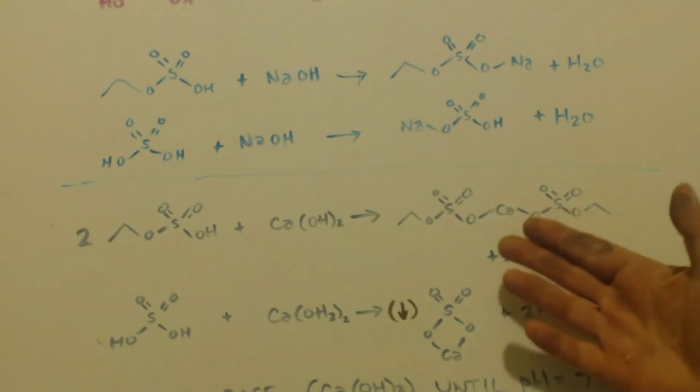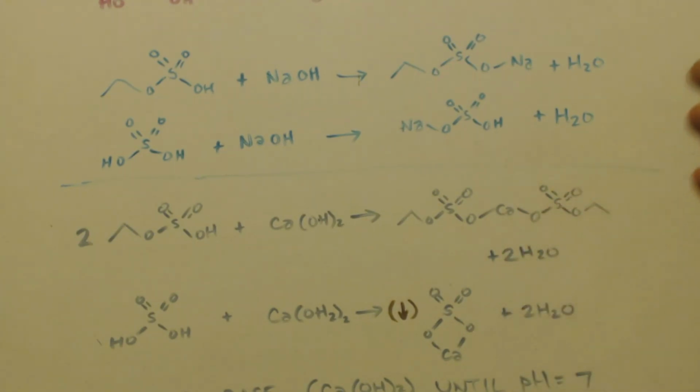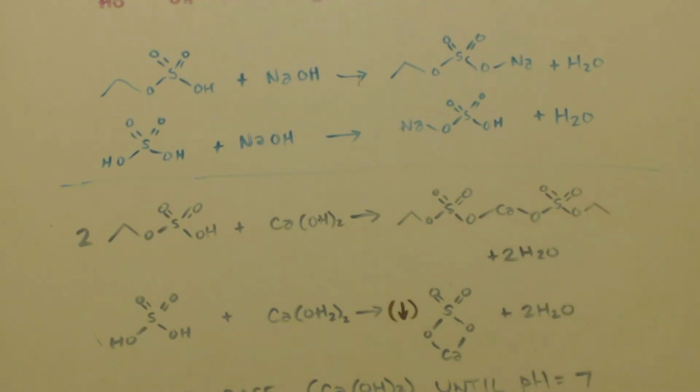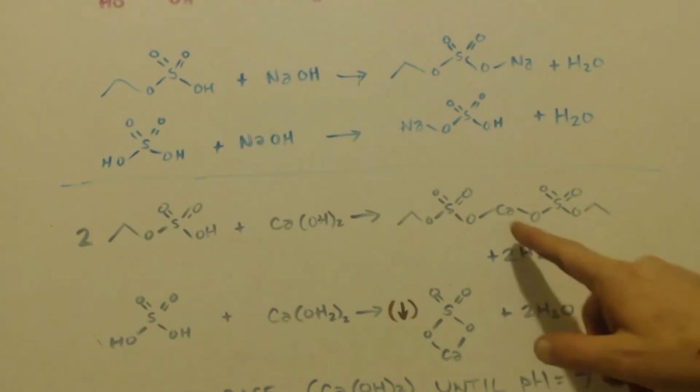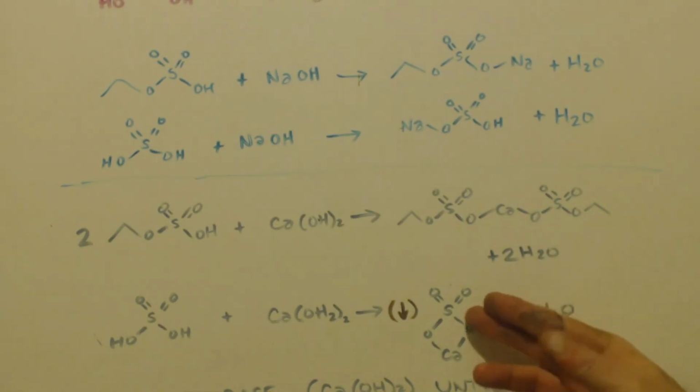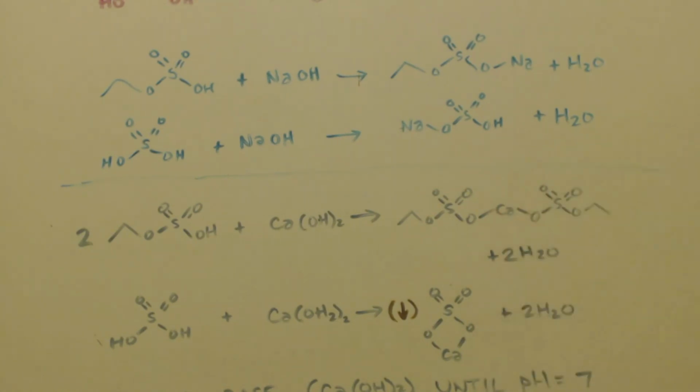So anyways, once we do that, we will have calcium. We don't want the calcium salt of ethyl sulfate. We want the sodium one. But we got rid of all the impurities. The only impurity that should be in there now is ethanol. And that's a liquid, so it will evaporate in the end.